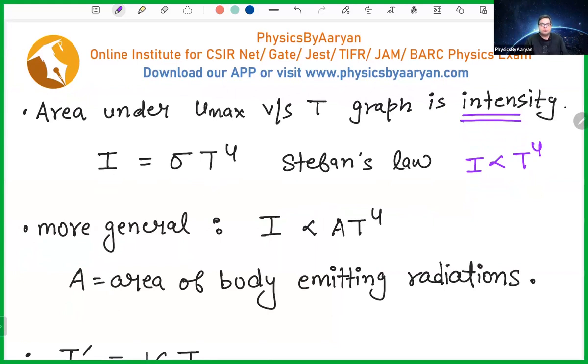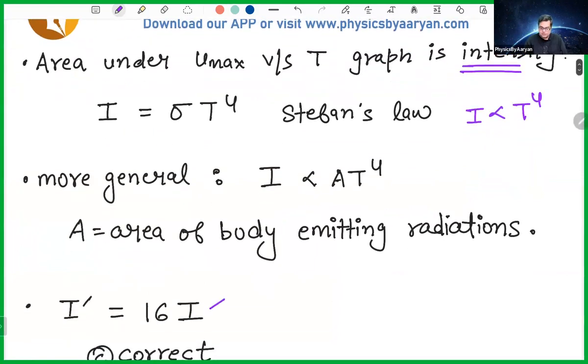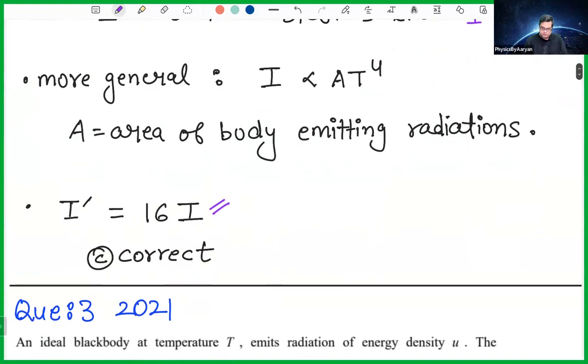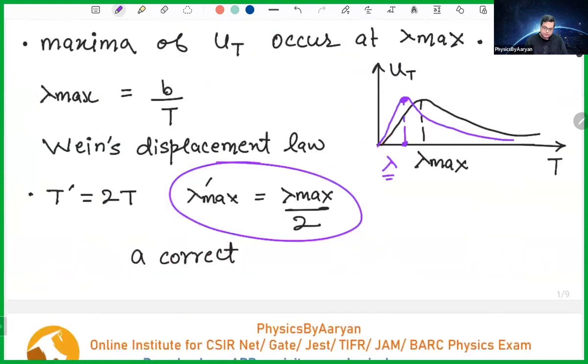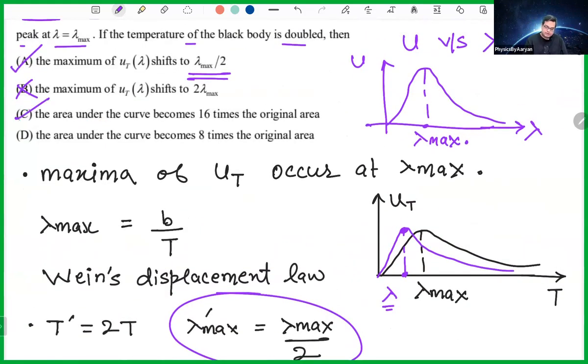So intensity is directly proportional to T to the power 4. If you double the temperature, intensity will become 16 times. So the area under the graph, which is basically intensity, will become 16 times. That is our option C, so C is also correct. The area under this graph will become 16 times the original area. It is not 8 times, it is 16 times. So it was a multiple select question with correct answers A and C.